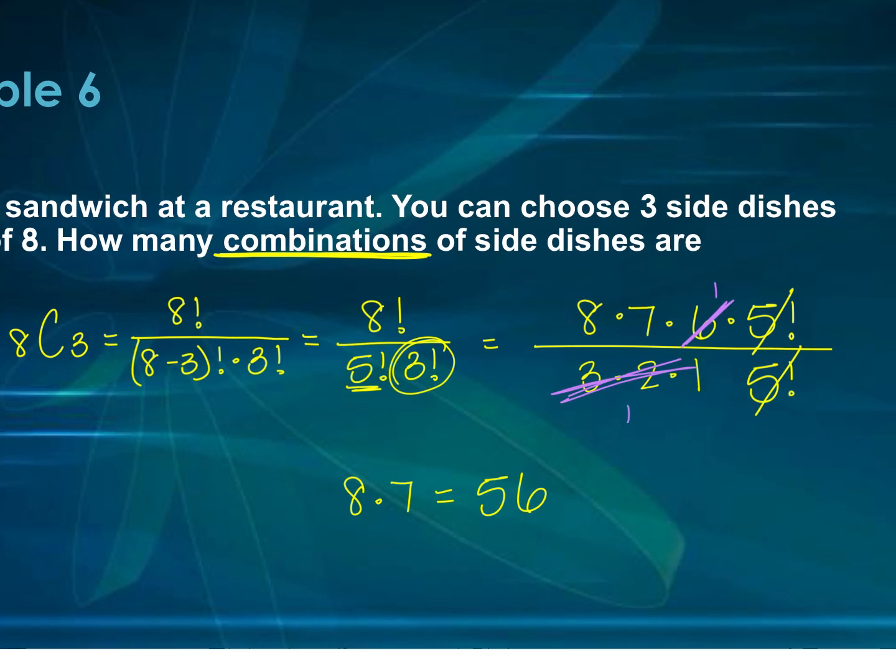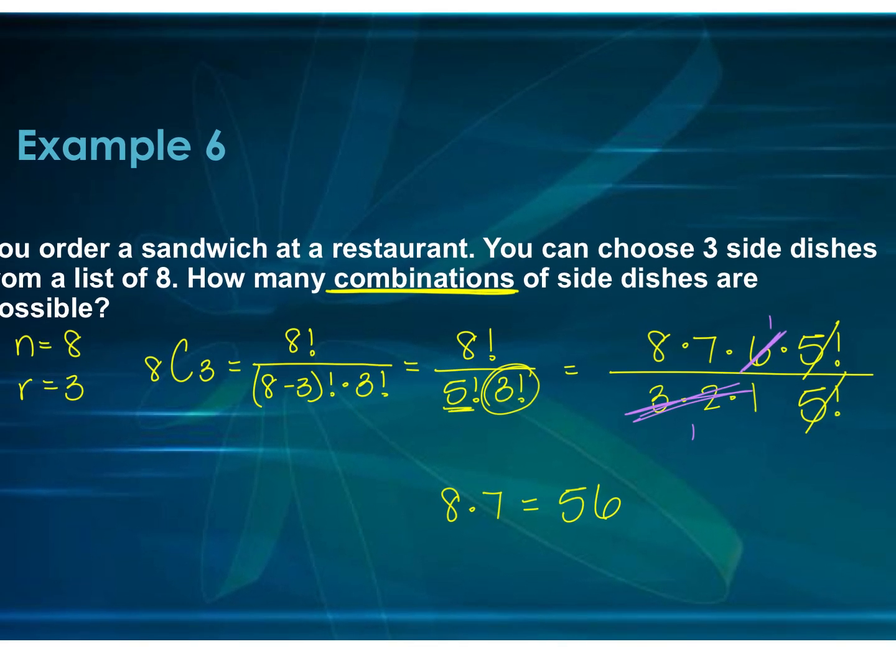So how many combinations of side dishes are there? 56 combinations using 3 of my side dishes from the list of 8. This one specifically tells you, again, it's a combination. Okay, so order does not matter for this one.